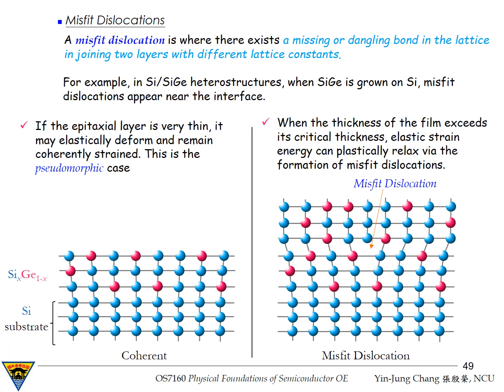A misfit dislocation is a line defect that forms at or near the interface between two materials with different lattice constants. As shown on the slide, it can be visualized as a location where the regular atomic bonding across the interface is disrupted, producing missing or dangling bonds in the lattice. These dislocations allow the lattice mismatch strain to be partially relieved.